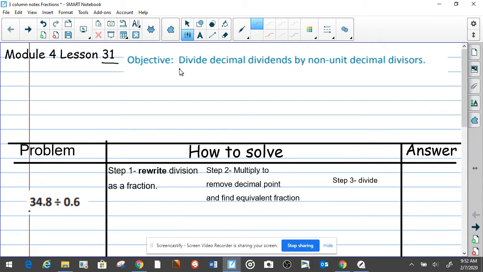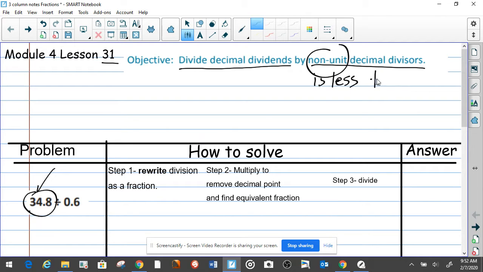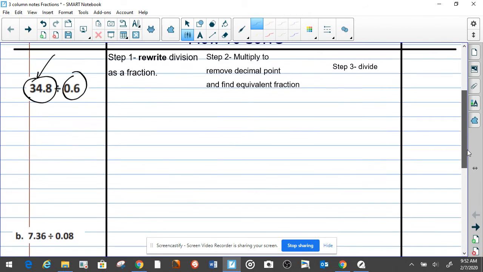Today it's lesson 31 from module 4. The objective is to divide decimal dividends, this number right here, by non-unit decimal divisors. Non-unit means it's less than one. Okay, all right, so let's get into the steps.